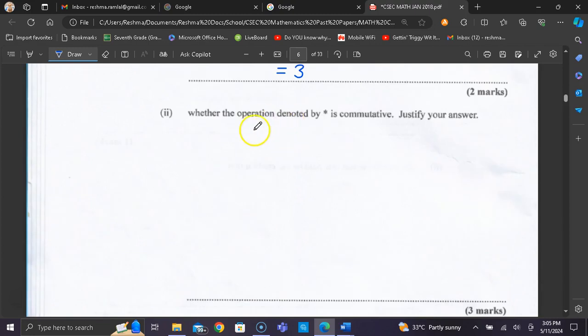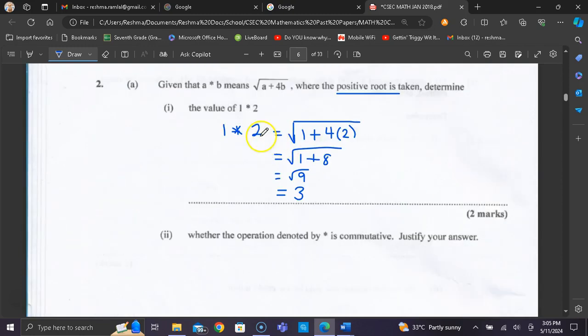Part 2 says, determine whether the operation denoted by the asterisk is commutative. Justify your answer for 3 marks. To determine whether a binary operation is commutative, the commutative law states that if we switch around the order of the numbers, the result is the same. So if 1 asterisk 2 is equal to 3, let's find 2 asterisk 1. And if we get the same result, then it means that the operation is commutative.